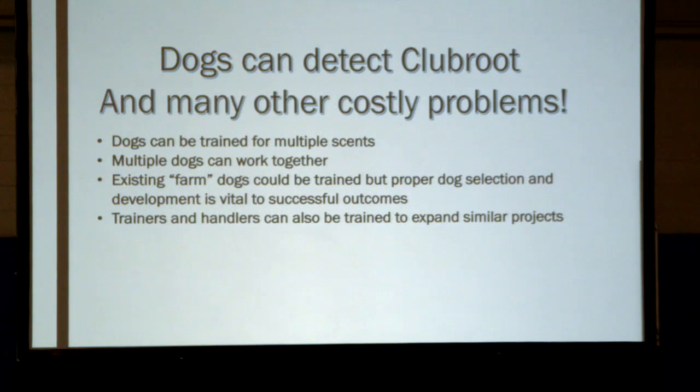Existing farm dogs could probably be trained as well, as long as the selection and the work is done properly. But the selection of the dogs is a very, very important factor. You don't want to train a St. Bernard to try to find something in a big, large field where the dog has to work and to run a lot. So the selection of the dog is very, very important.